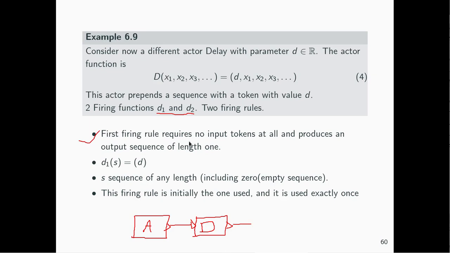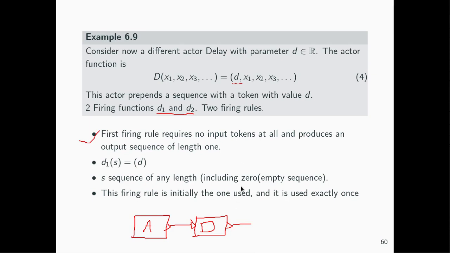So the first firing rule says that if it doesn't have any input tokens at all, it requires no input tokens, and it just produces an output sequence of length 1. Basically, if it doesn't have any input token, it just produces an output token of length 1, which is the D that you see here. So the initial value that will be produced is D.